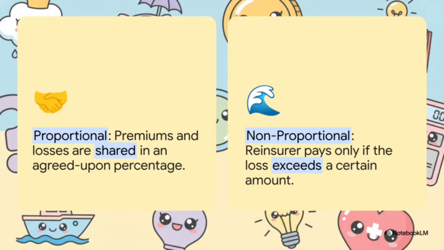With proportional reinsurance, the two companies agree to share everything, the premiums coming in and the losses going out, based on a fixed percentage. It's literally like splitting the bill with a friend. But with non-proportional, the reinsurer only gets involved if a claim is massive. I mean, truly huge. They only start paying after the loss goes way above a pre-agreed amount.